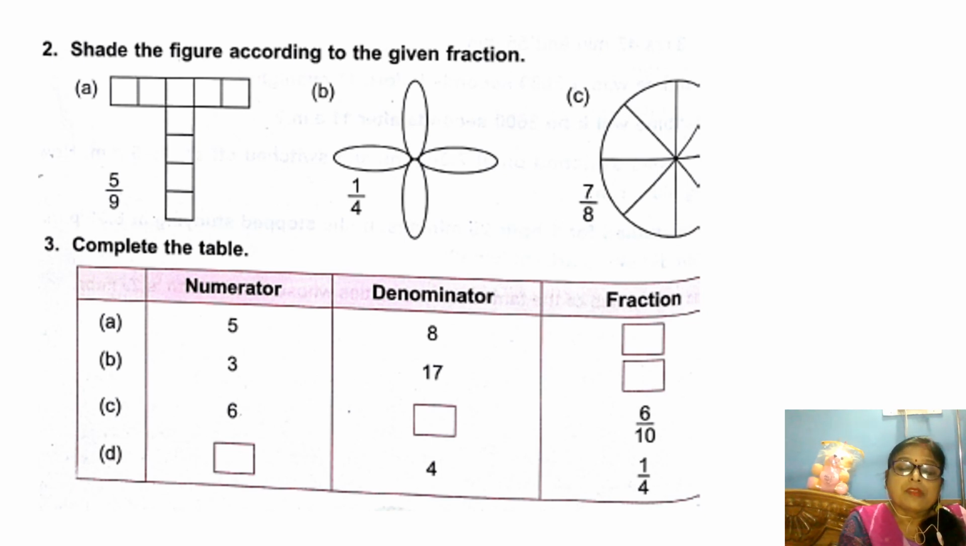Next, dash by 4 and the fraction 1 by 4. So you have to write here the numerator. 1 is at the top of the fraction. So 1 is the numerator, 4 is the denominator, and the fraction is 1 by 4.